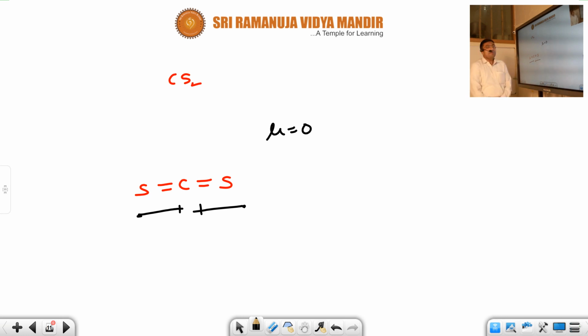I hope you are very much convinced with the systems which have sp hybridization. In sp hybridization, you have a linear setup. The molecule is linear.